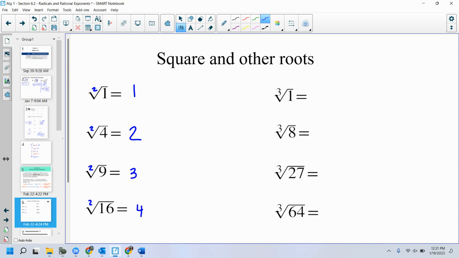Okay? Third root of 1. 1, because 1 times 1 times 1 is 1. The third root of 8? 2. What's the third root of 27? 3. What do you think the third root of 64 is? 4. Because 4 times 4 times 4. 4 times 4 is 16, times 4 is 64. So we could say the third root of 64 is 4.